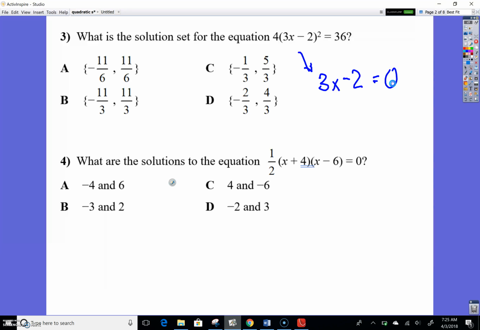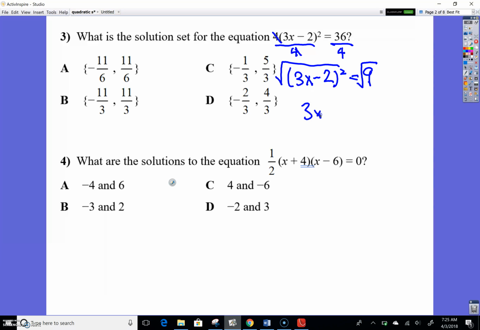Again, the first thing I have to do is divide by 4. That cancels. I have 3x minus 2 squared is equal to 9. Then after that, I take the square root of both sides, because this one is in the parentheses and it has a square there. 3x minus 2 equals plus or minus 3.